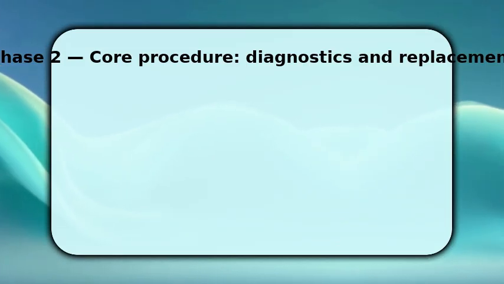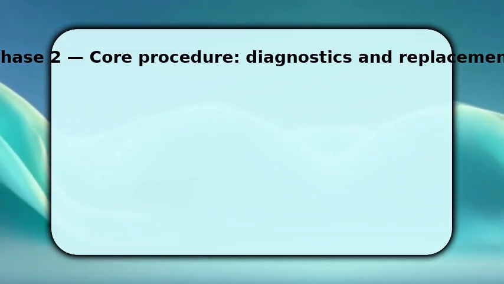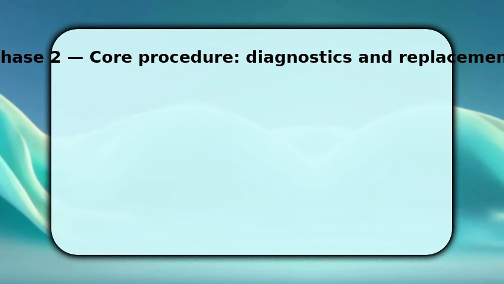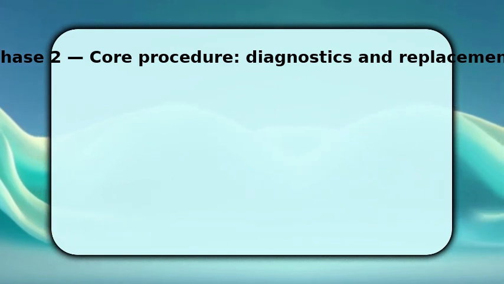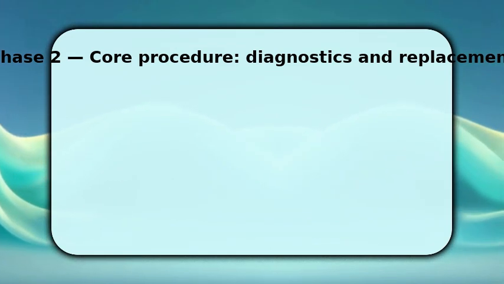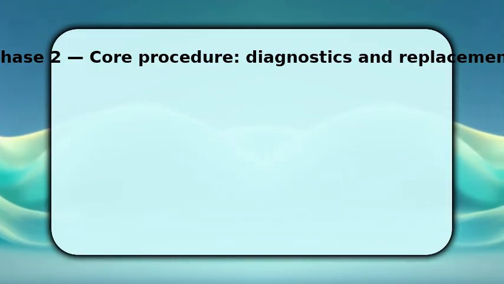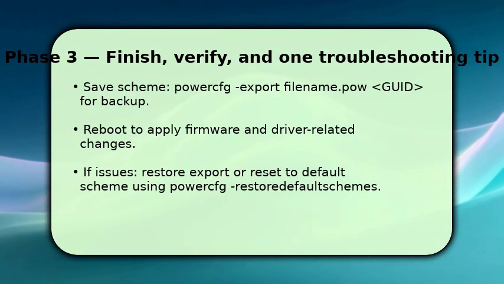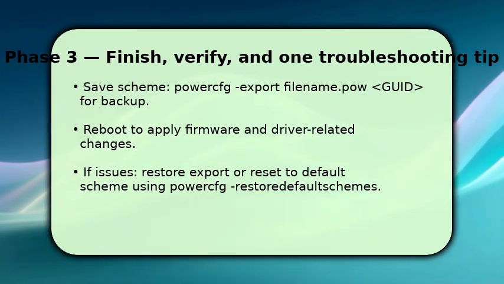Also set the system cooling policy to active so fans manage heat. If you need absolute performance, disable CPU C-states in firmware or via powercfg where supported. Finish by exporting your new plan, powercfg export performance.pow GUID, so you can restore it later.